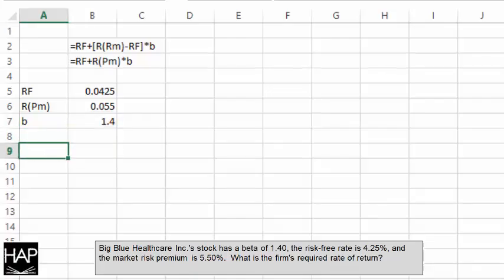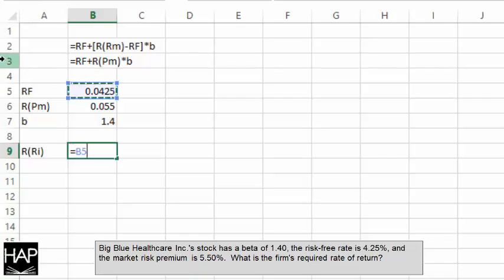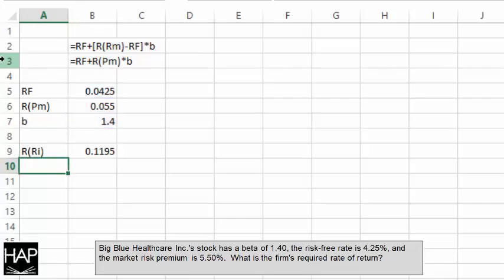Using this information, we can calculate the required rate of return, and we know that that is equal to the risk-free rate plus the market risk premium of 5.5% multiplied by beta. There's no need to put parentheses in this formula because the multiplication will automatically happen before the addition. And we see that, again, we get a required rate of return of 11.95%.